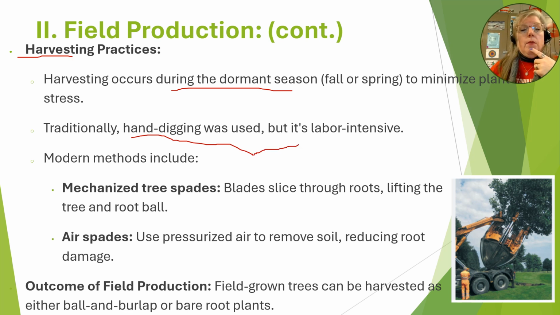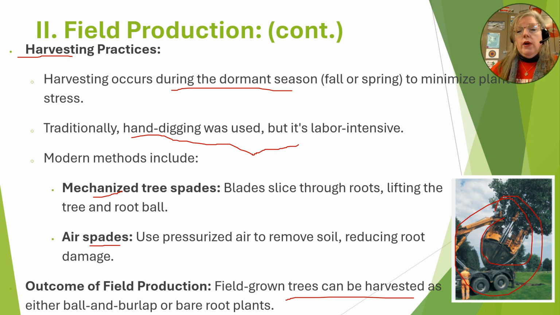So some of the more modernized stuff, you have these mechanized tree spades. Sometimes you've seen those around, that slice through the roots and lift up the whole ball. And then you have air spades, which is pressurized air shoots down in there to remove the soil, reducing the root damage. But the outcome of field production, the field-grown trees can be harvested as either ball and burlap or bare root. And we're going to talk about those in a minute.